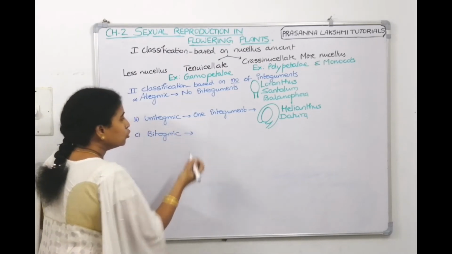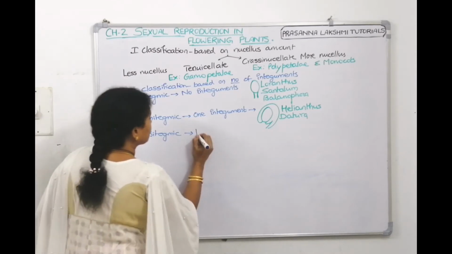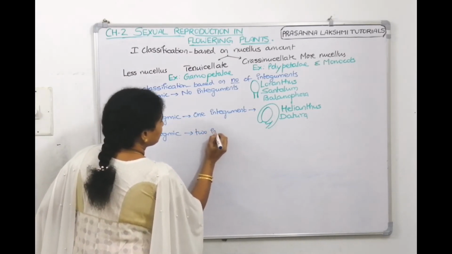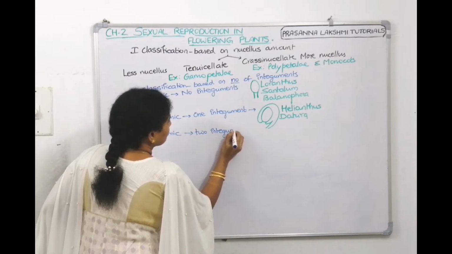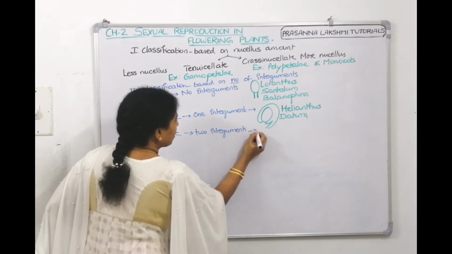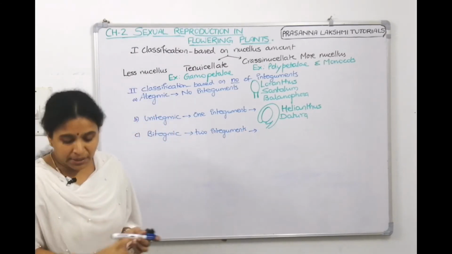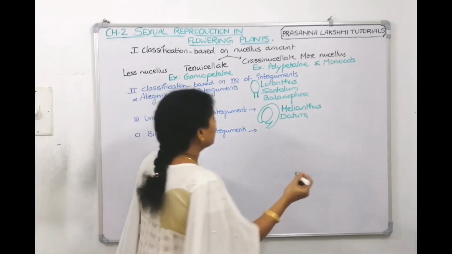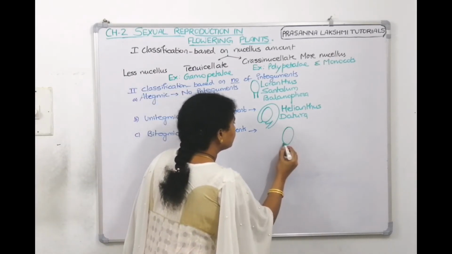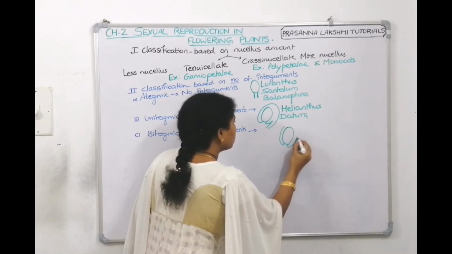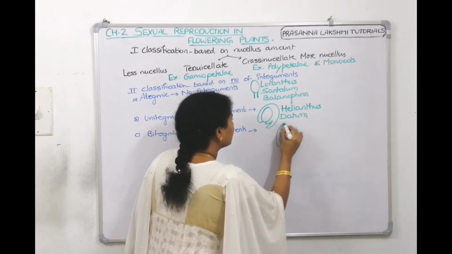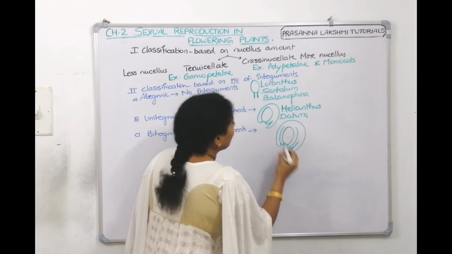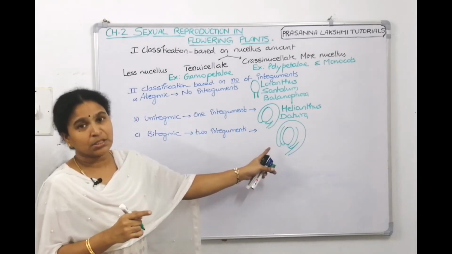Bitegmic means two integuments around the nucellus. Then two integuments, how do we draw two integuments? It is a common type of ovule. So this is one integument, the other integument. Two integuments. This is what we draw.